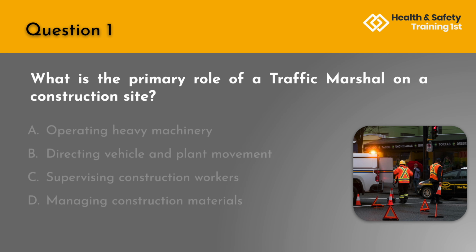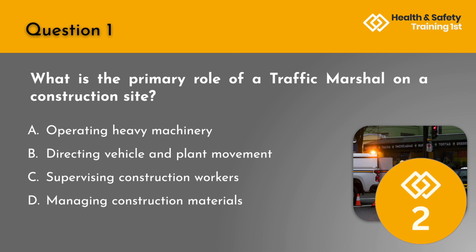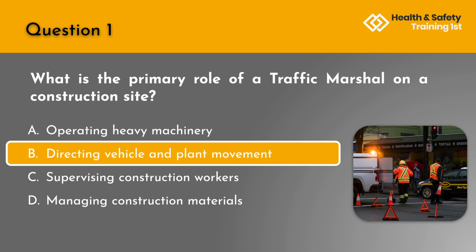What is the primary role of a traffic marshal on a construction site? A. Operating heavy machinery. B. Directing vehicle and plant movement. C. Supervising construction workers. Or D. Managing construction materials. The correct answer is B. Directing vehicle and plant movement.